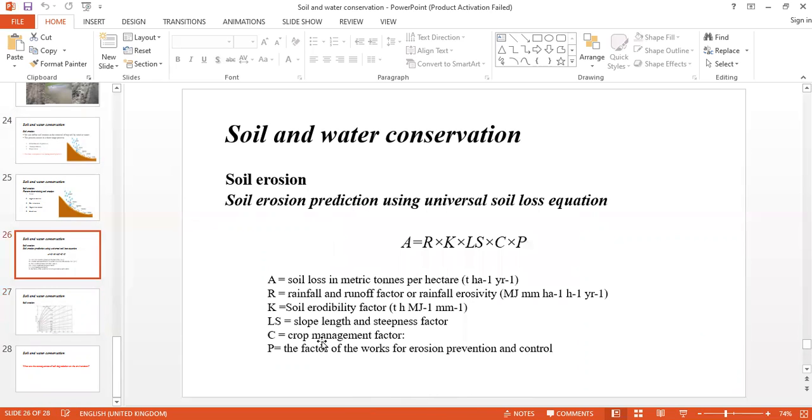So when you're dealing with, for example, this universal soil loss equation, and you're given two fields, you're told that this field is upland, this field is in the lower area.